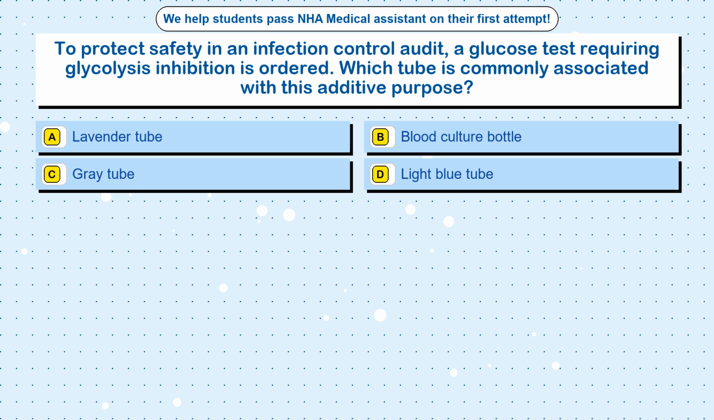Question 28. To protect safety in an infection control audit, a glucose test requiring glycolysis inhibition is ordered. Which tube is commonly associated with this additive purpose? Option A, lavender tube. Option B, blood culture bottle. Option C, gray tube. Option D, light blue tube.